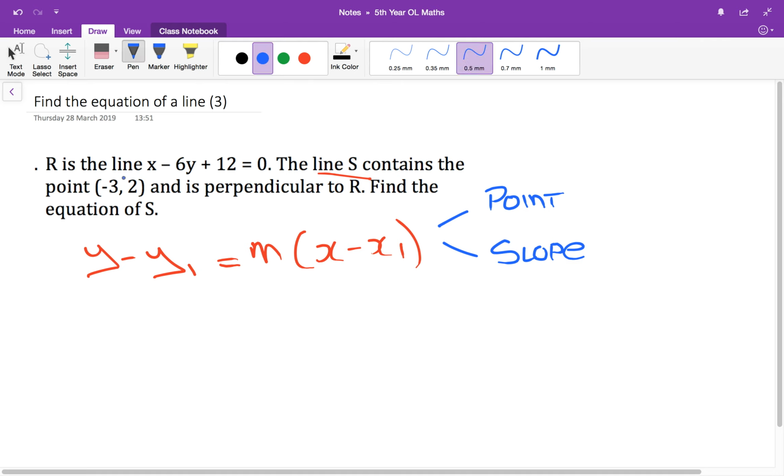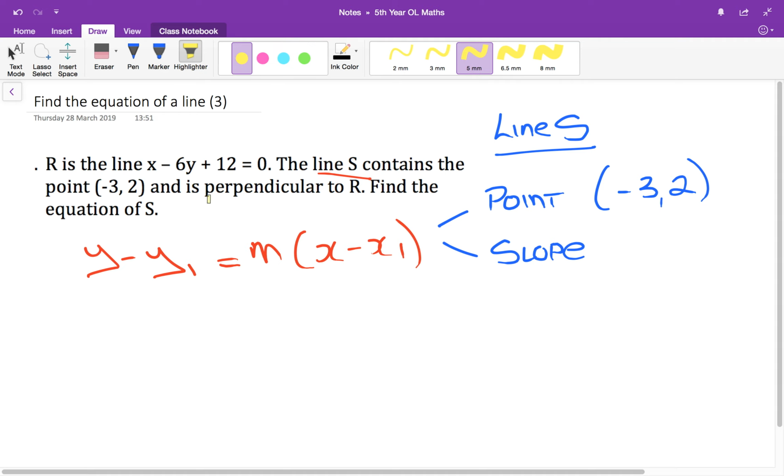So if we read the question, we're told that the line S contains the point minus 3, 2. So we have a point, minus 3, 2. Okay, and that point is on the line S. The line S contains the point. It says here that S is perpendicular to OR, and then we want to find the equation of S. So there's no obvious slope given.